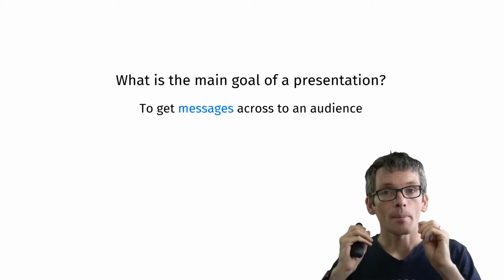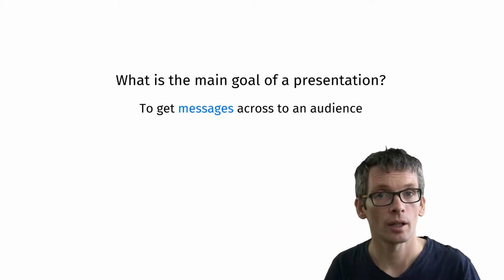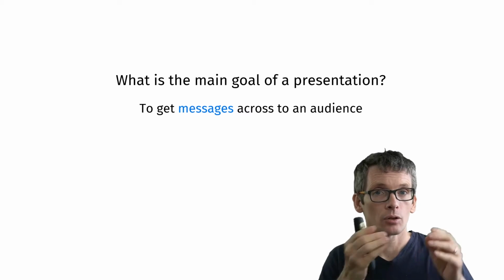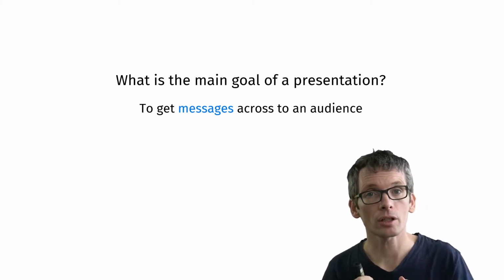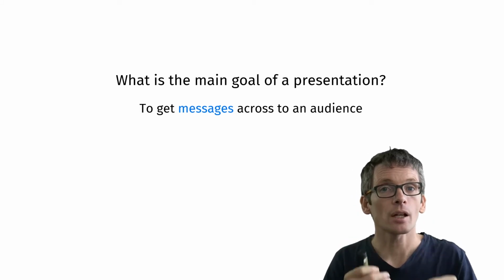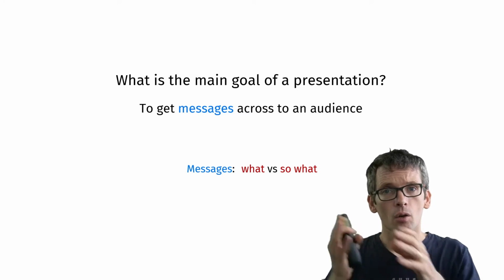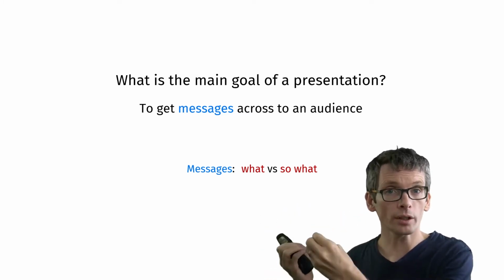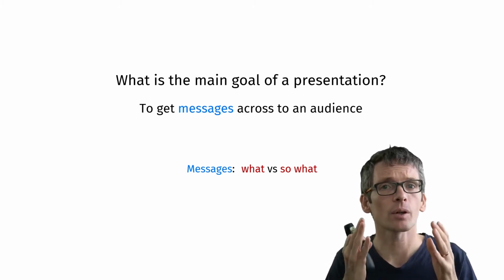So a presentation needs a message, or it needs messages. And these are not simply, in the example of my paper, the content of that paper, but the messages are what this content means for the audience. And this is what I here distinguish between: the what, so the content, and the so what. What does it mean for the audience?